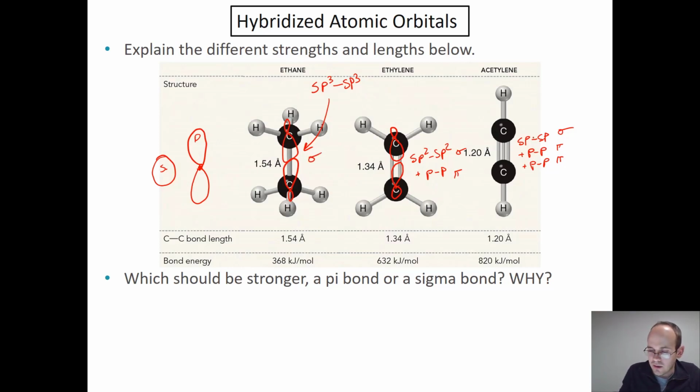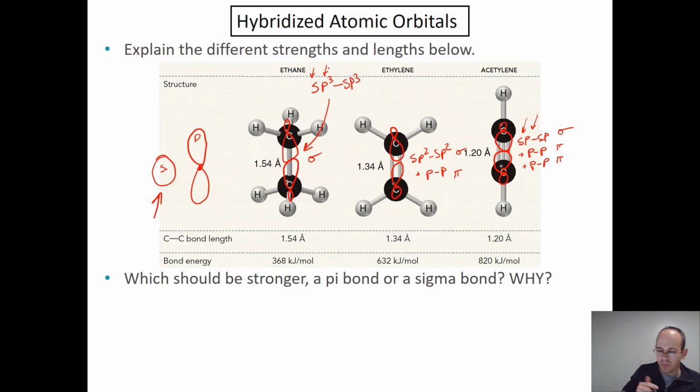And the sp orbitals have the greatest s character, so they're the ones that look the most like an s orbital, and therefore the ones where the electrons in them are closest to the nucleus because they have more s character. They got 50% s and 50% p, whereas this one over here has 25% s and 75% p. So the more s character you have, the closer to the nucleus you are, the shorter of a bond you're going to have.